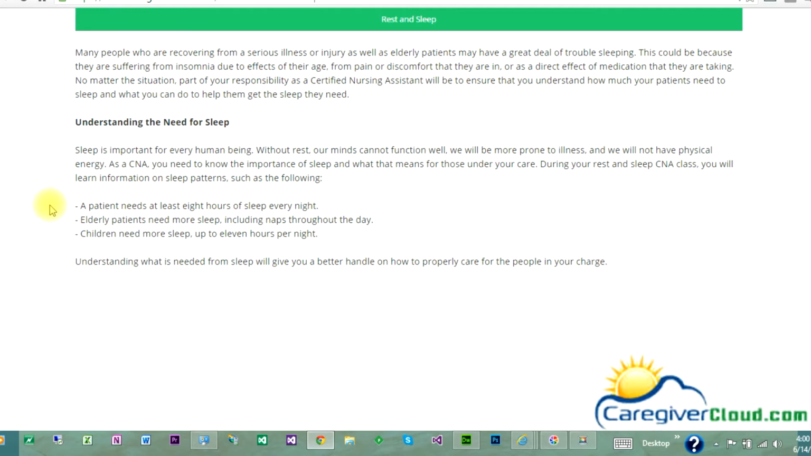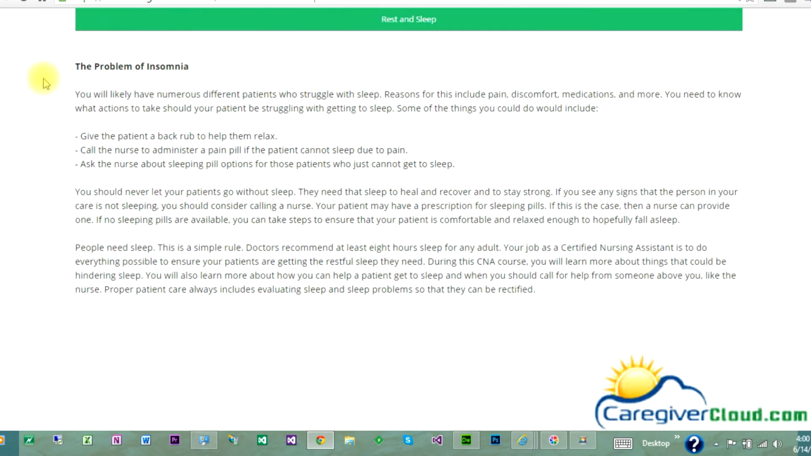A patient needs at least 8 hours of sleep every night. Elderly patients need more sleep, including naps throughout the day. Children need more sleep, up to 11 hours per night. Understanding what is needed from sleep will give you a better handle on how to properly care for the people in your charge. The problem of insomnia.